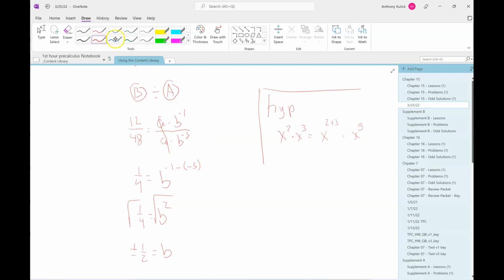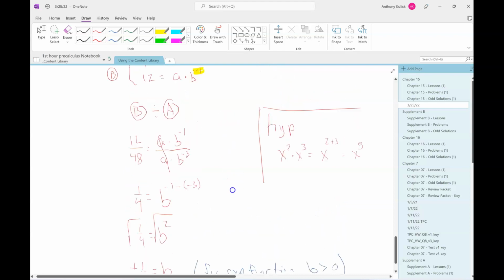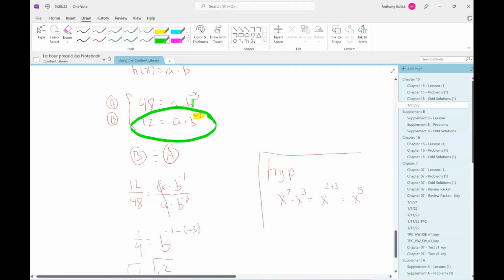However, really, for exponential functions, we know b has to be greater than 0. So we can just drop the negative. Everybody's okay with that? That's halfway, right? That's the hard half. Now all we have to do is get a. To get a, I'm going to plug my answer for b into either equation A or equation B. It doesn't matter. I'm going to usually just pick the one with the smaller exponent on b.